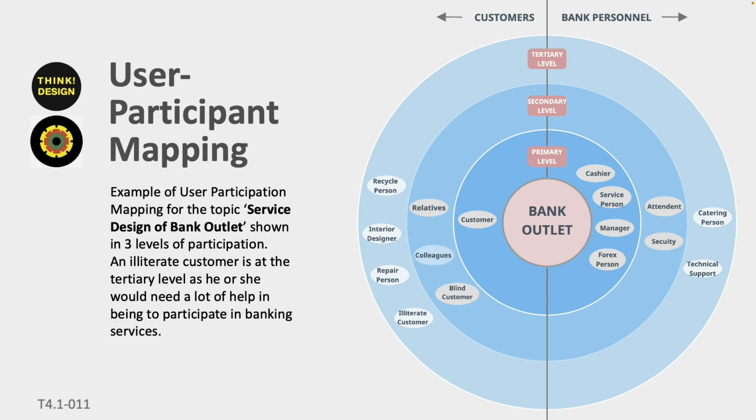And then you look at it from the bank point of view. Okay, so you have the cashier, the service person, the manager, the forex person. Yeah, these are all different categories within the branch itself. You also have support systems, the security and the people who move things from one place to another. At the same time, there could be a catering person or a technician who's involved in it. Okay, so if you're going to design services within the bank itself, then all these people become important, but then you know who are primary, who are secondary, and who are probably tertiary.